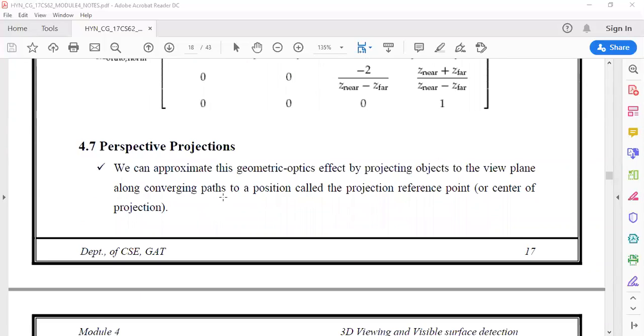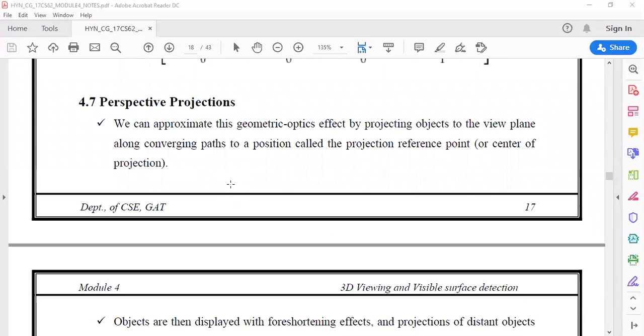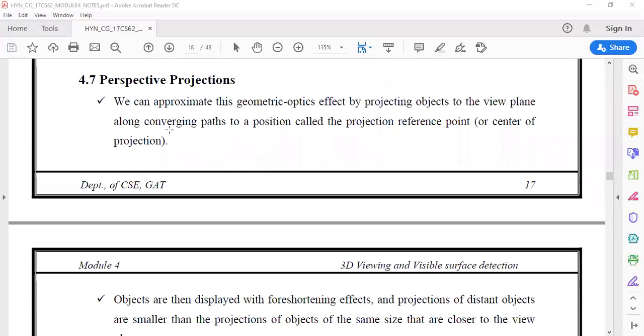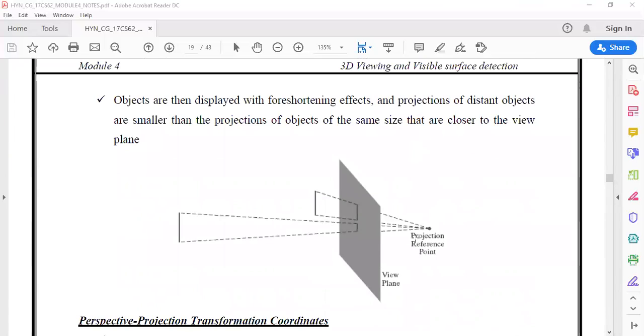So let's move on to the next topic, which is called perspective projection, right? So what is perspective projection? A perspective projection is obtained whenever I have my projection lines converging to a position which is called the projection reference point, right? So this projection reference point, I call it the center of projection, right?